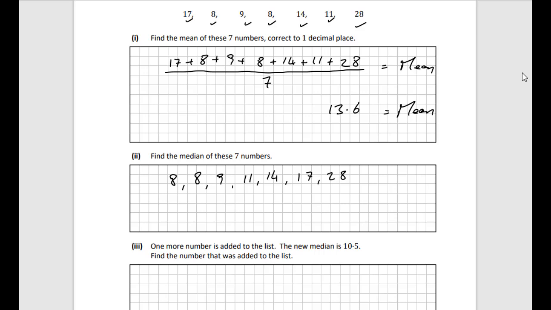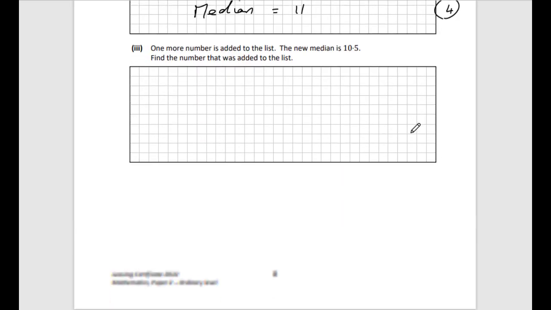Well, the median is the middle number. And you can see here that it's going to be 11, because you've got 3 on one side and 3 on this side here. So 11 is in the middle. Another way of looking at that is just take 7 numbers, divide by 2. That'll give you 3.5. Round that up to 4. So it's going to be the 4th number. So 1, 2, 3, 4. So the median is 11.